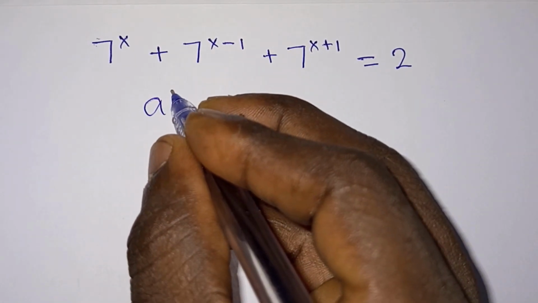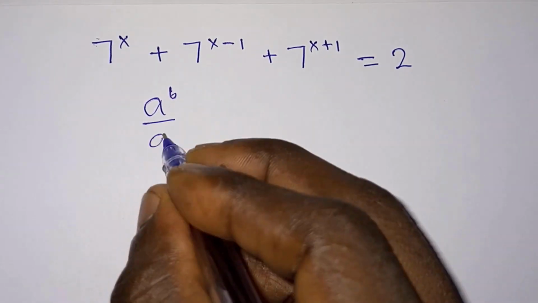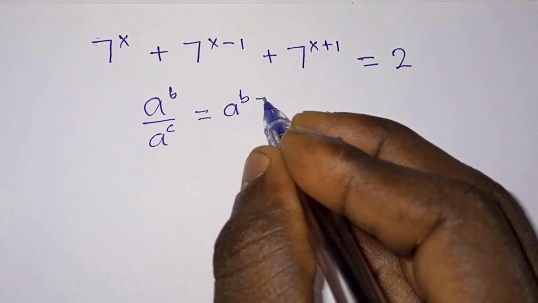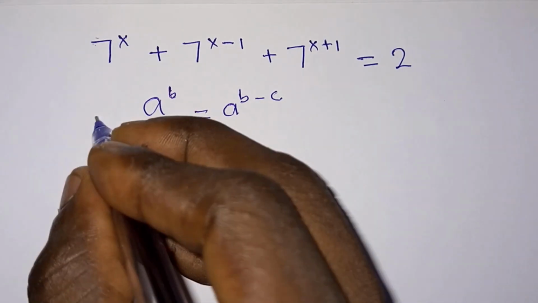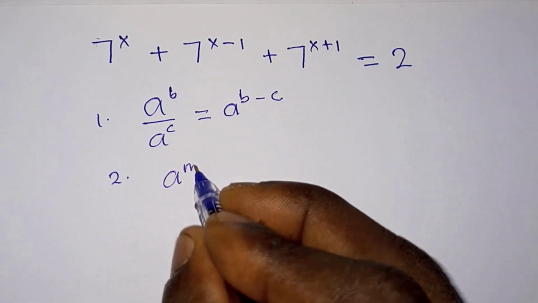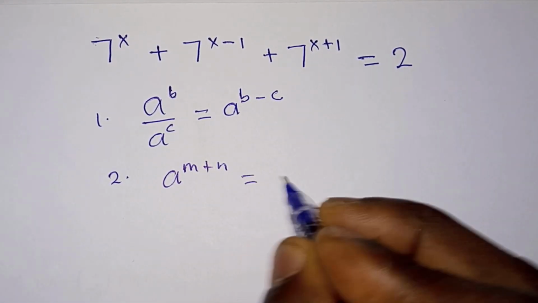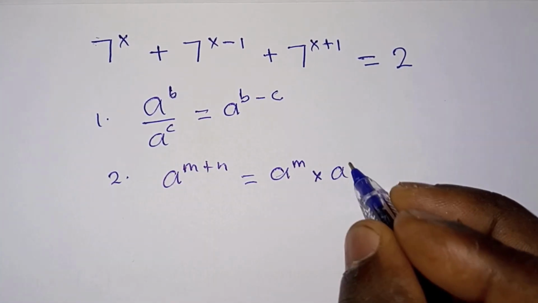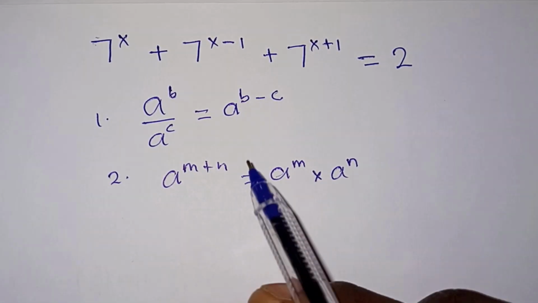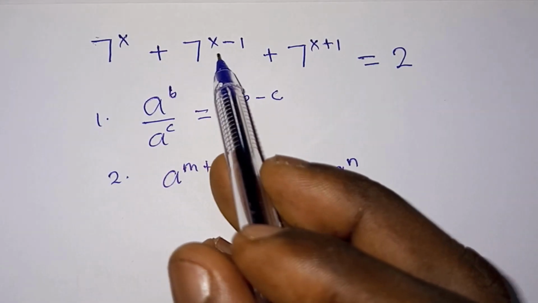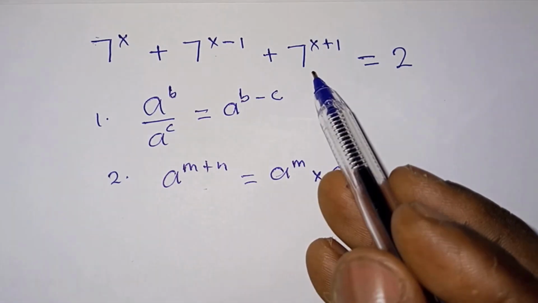a to the power b divided by a to the power c could be written as a to the power b minus c. That is 1. Then 2, a to the power m plus n is the same as a to the power m times a to the power n. So before we start, we will apply these two rules. We will apply this rule over here, and then we will apply this rule over here.